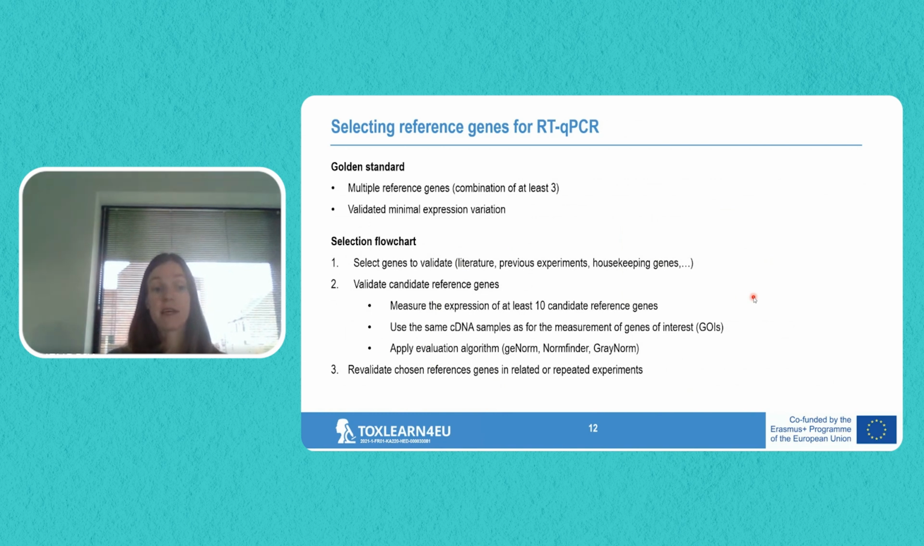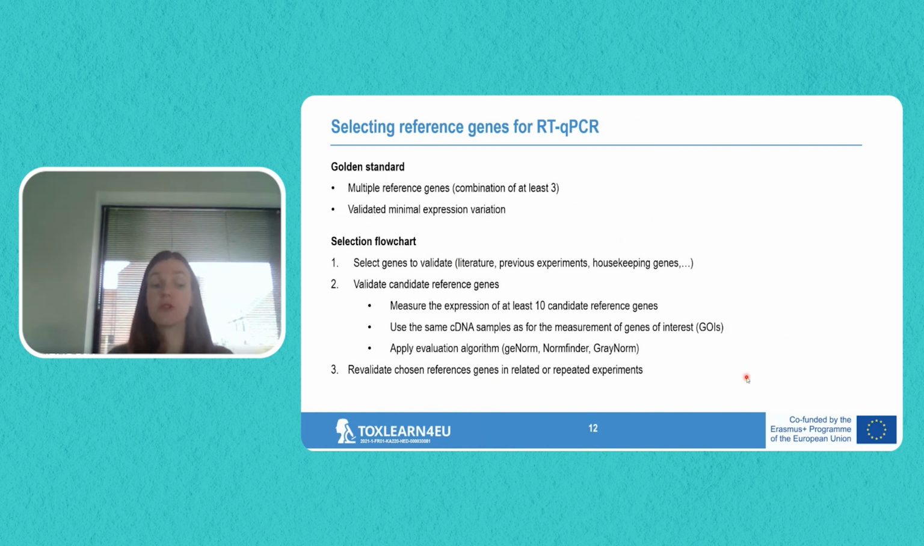After then selecting potential reference genes, you then have to validate them. And validating means that you will actually measure their expression in your set of samples. And the golden standard is to measure the expression of at least 10 candidate reference genes. So you should measure 10 or more. And of course, you need to do this in the same cDNA samples that you will use to measure the expression of your genes of interest.